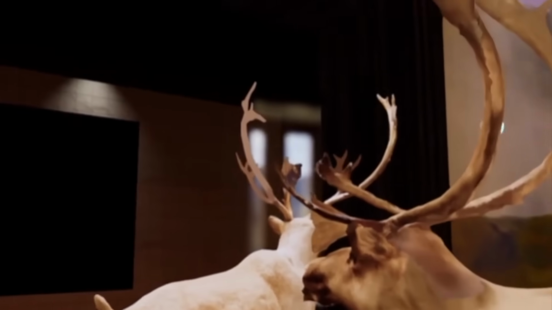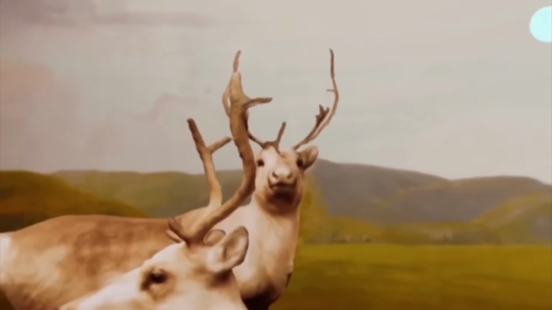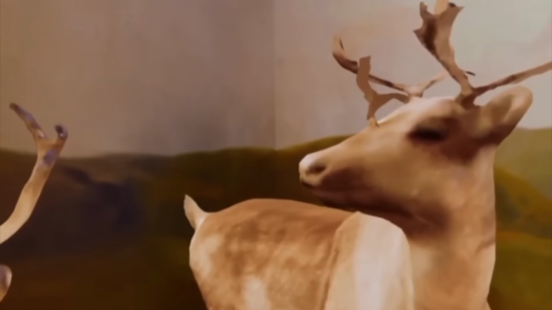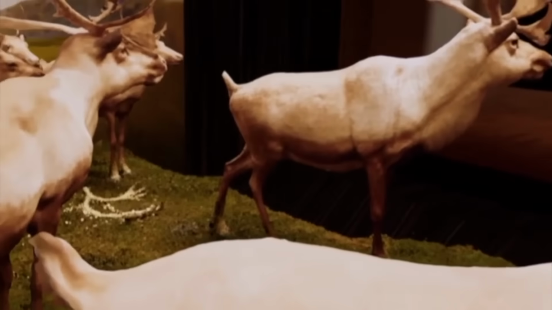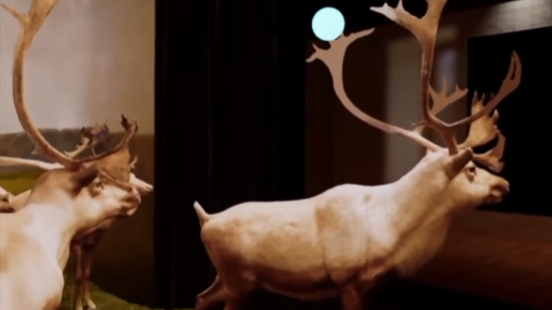What do you think contributes more to global warming? Carbon released from melting permafrost? Or all the traffic in Los Angeles? That's right. You've guessed correctly. In fact, LA pollution is bad, but melting permafrost is actually worse and has the potential to emit up to 53 times more carbon than the traffic of a major city like Los Angeles, causing global warming to rapidly accelerate. This affects all of us, from the Alaskan caribou to the commuter stuck in traffic.